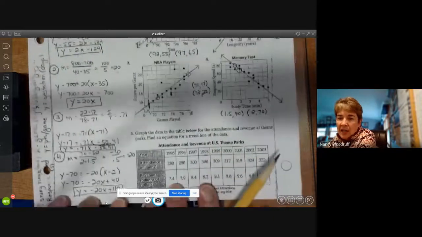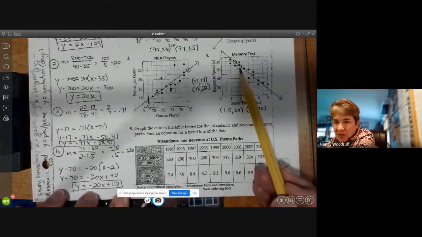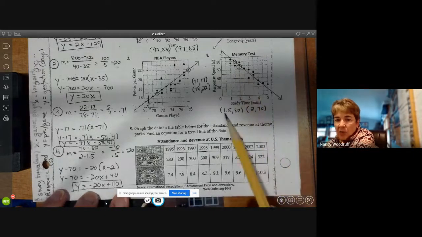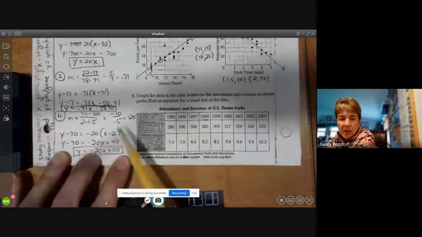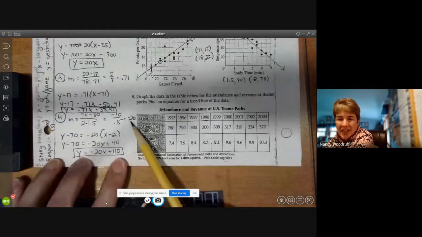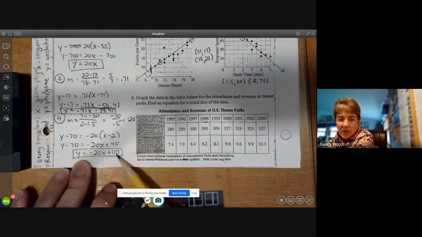All right, last one, number 4. Again, my points are kind of close here. You'll notice that, just finding them in the crosshairs. I used 1.580 and 270. I did my slope, which comes out to be -20. Point slope, and there is the equation of my line.